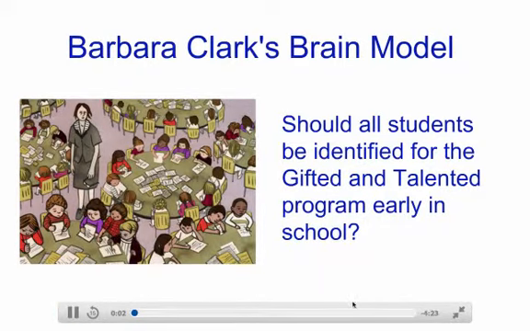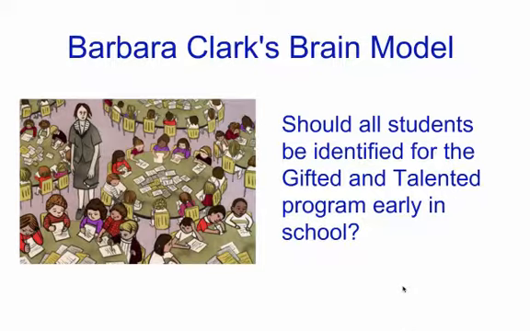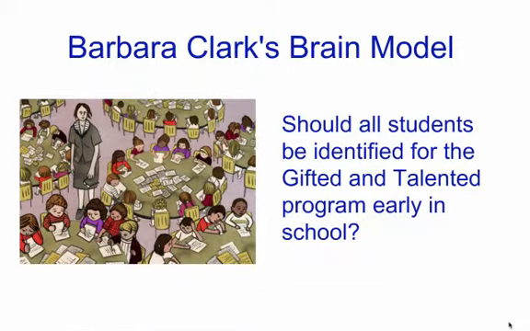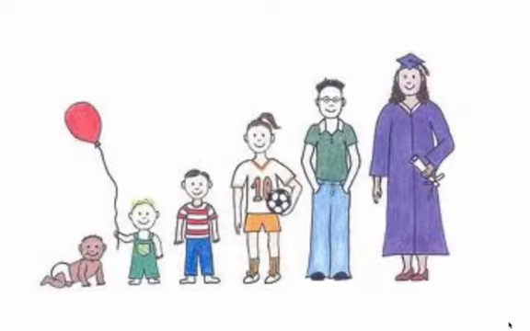A lot of people believe that all students should be identified for the Gifted and Talented program early in their school experience. They also believe that if they have been tested once and did not qualify, then clearly they are not gifted. This is actually inaccurate. When we are identifying students for advanced programs, we look at the child's cognitive ability. A child's cognitive ability actually develops over time.